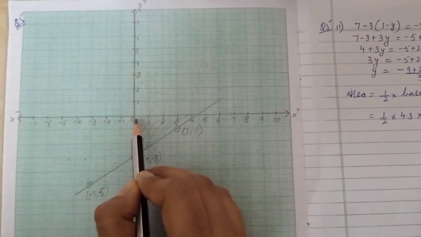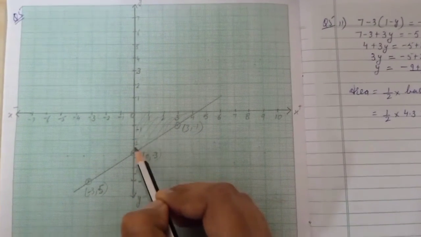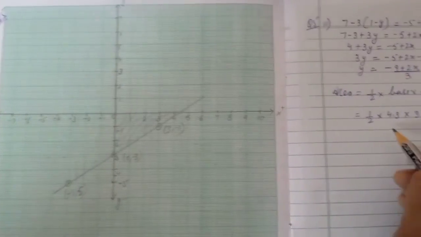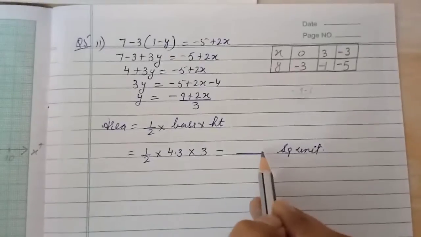Clear? So the base is 4.3 and the height is 1, 2 and 3 boxes. Clear? Put the value here. Half into 4.3 into 3. Solve this. That will be your answer.